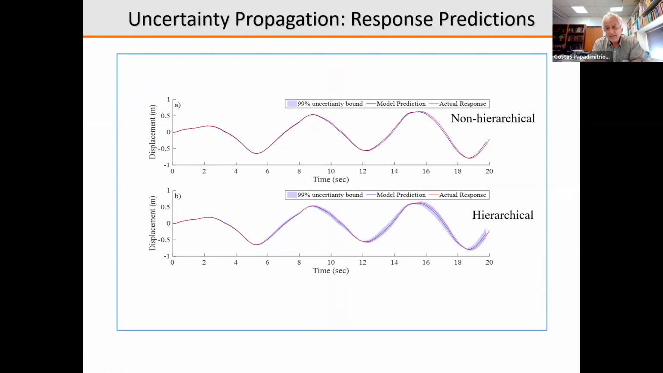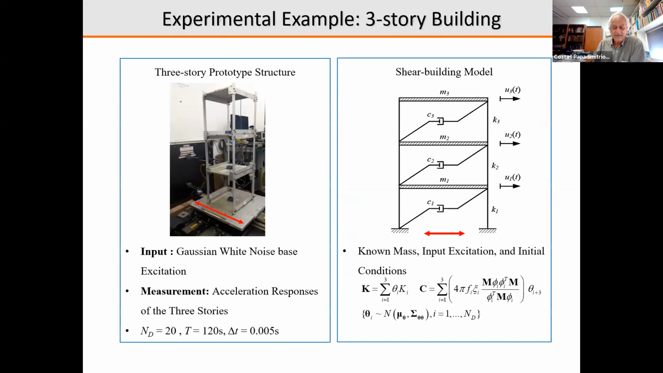Here you get propagation of uncertainty from non-hierarchical and hierarchical methods. From the hierarchical method, the uncertainty contains the experimental data, while from the non-hierarchical method, the uncertainty that is propagated from the model parameters does not contain the experimental data. We have done all this work also for a 3-story prototype structure.